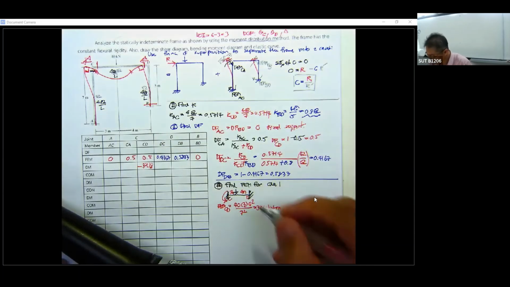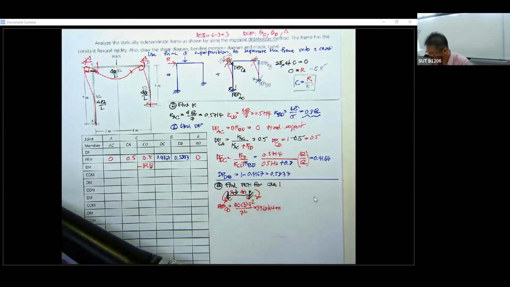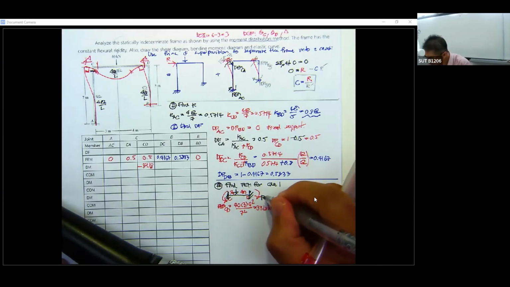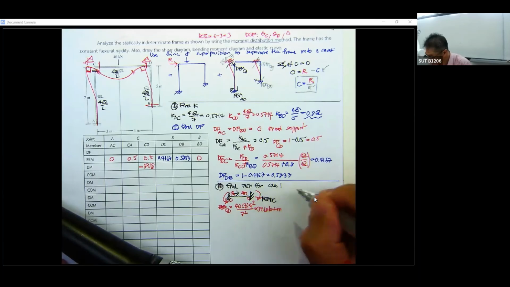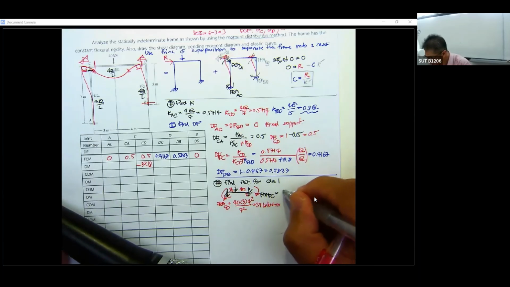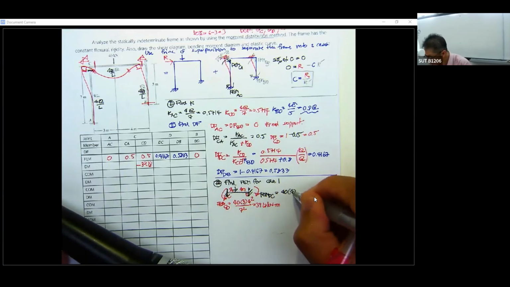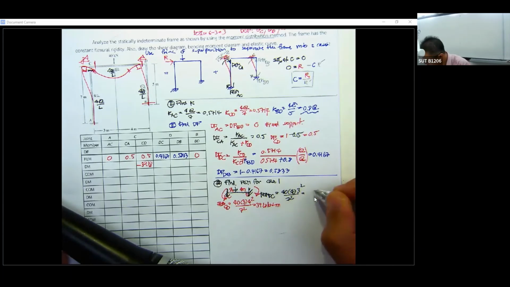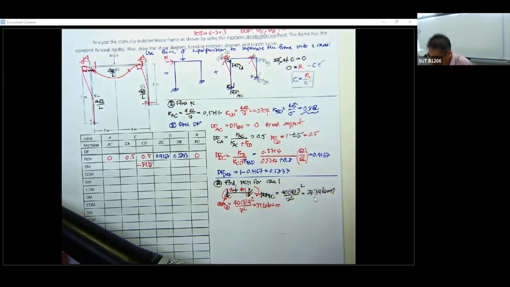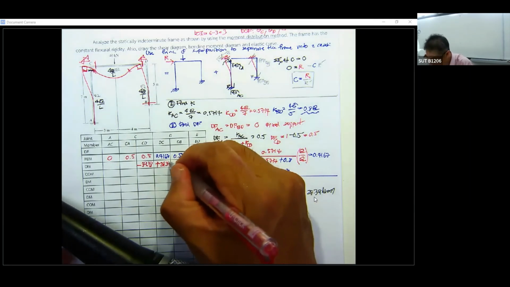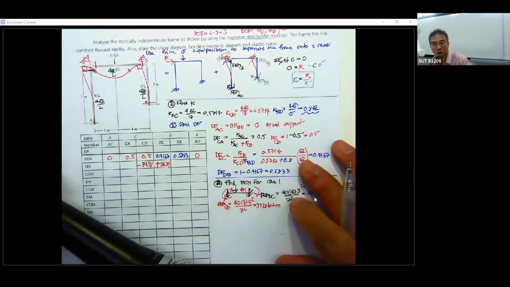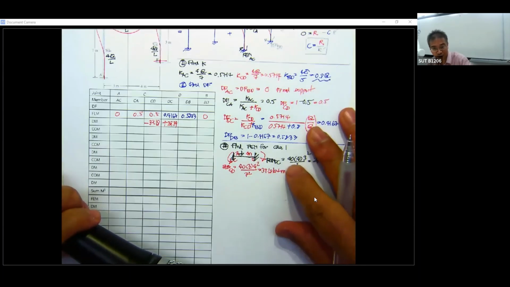39.18, and then you have this one also, and this one is going to be fixed end moment DC. DC is going to be 40, opposite to this, times 4 times 3 square divided by 7 square. That is going to be 29.39 kilonewton meter, and this is clockwise, so just put positive 29.39. Now you are ready to do the moment distribution.